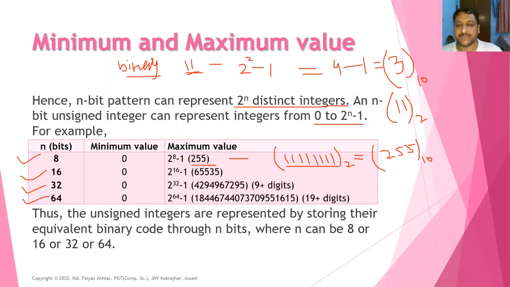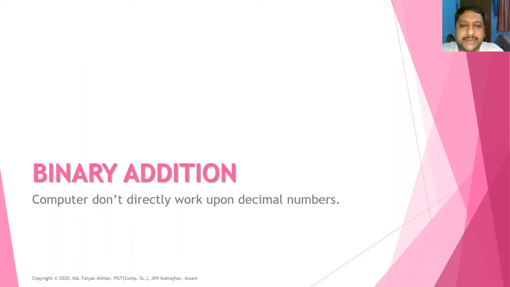Okay, this many numbers it is going to give you. This way we represent. Thus the unsigned integers are represented by storing their equivalent binary code through n bits, where n can be 8 or 16 or 32. That's binary addition.